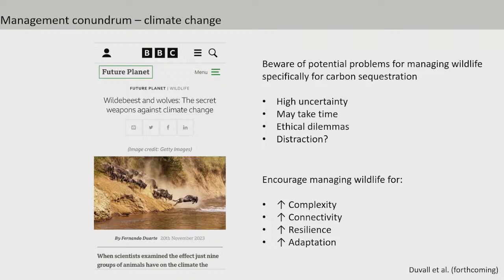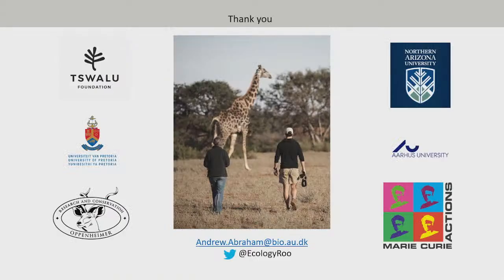Instead, if we are going to manage for zoogeochemical processes, I suggest that we should do ones which increase the complexity and the connectivity of chemical landscapes, because this really helps more resilient ecosystems, which is what we really need right now. And with that, thank you very much.